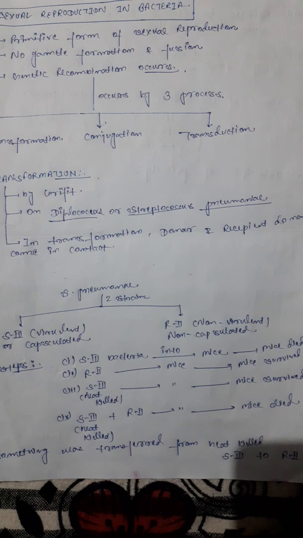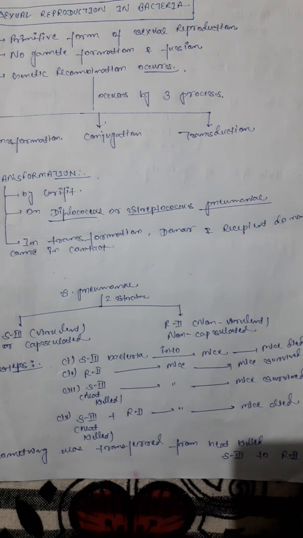But when the heat killed bacteria, which lost its virulent capacity on heating, was transferred into healthy mice, mice survived. But when the combination of R2 and the heat killed S3 bacteria was injected into healthy mice, then mice died. So why did this happen? By this, Griffith concluded that there was something that passed from the heat killed S3 bacteria to R2 bacteria, so that the non-virulent one was converted into a virulent one.